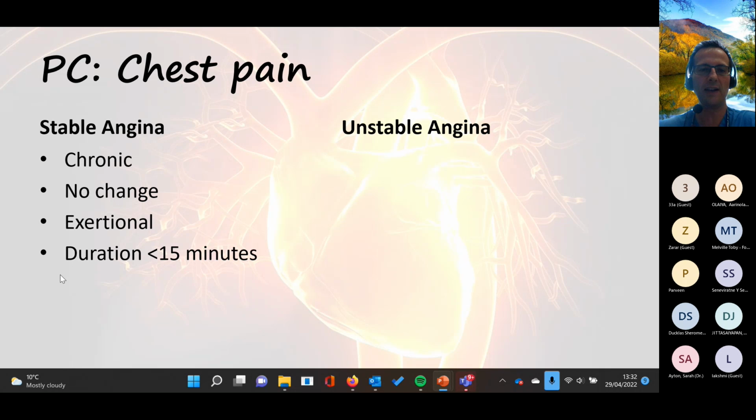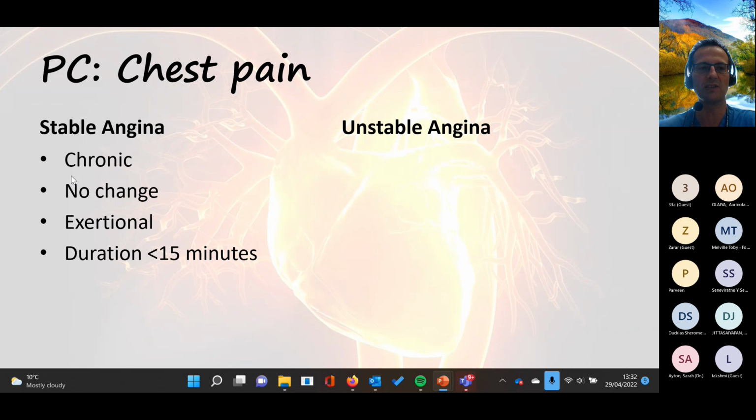So how acutely the symptoms have come on is very important. Is it new? Stable angina is unchanging. If you had stable angina for years, and then suddenly, rather than walking a mile or rushing uphill bringing it on, you're getting it walking slowly on the flat.